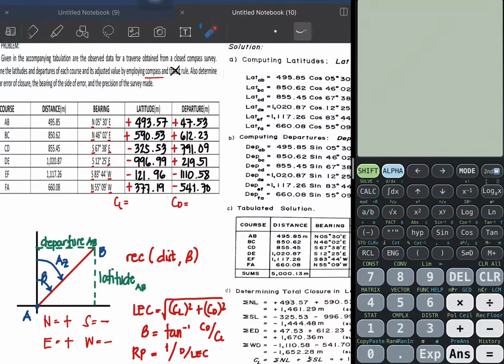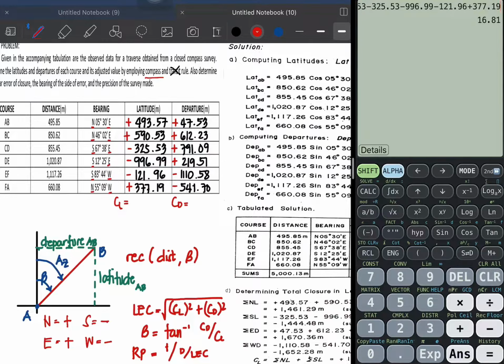So for the latitude, that is 493.47 plus 590.53, then minus 325.53, minus 996.99, minus 121.96, and then plus 377.19. So that is positive 16.81.